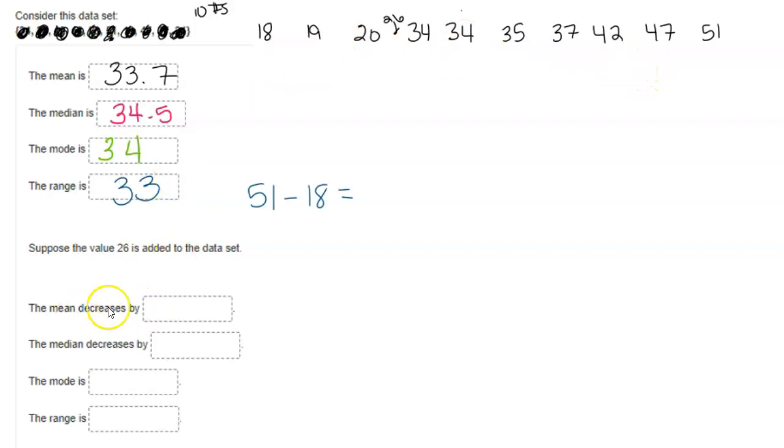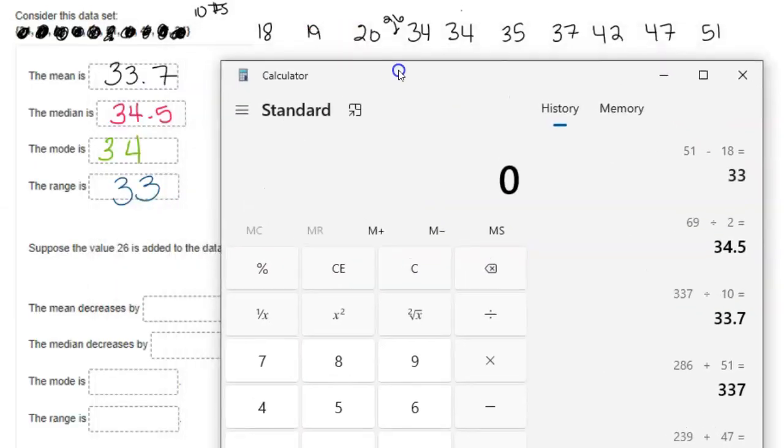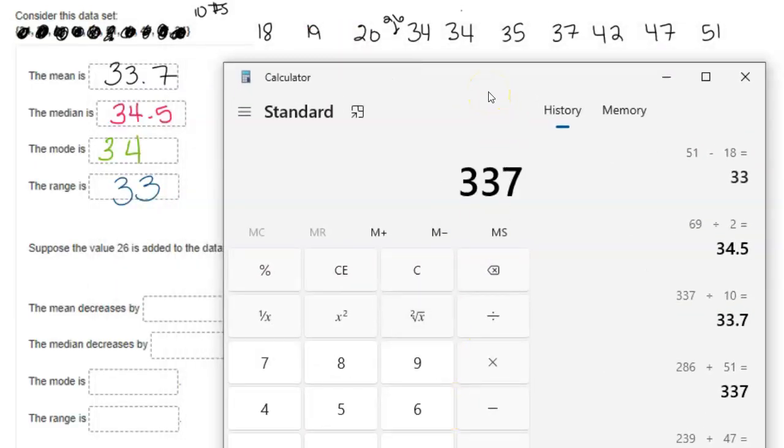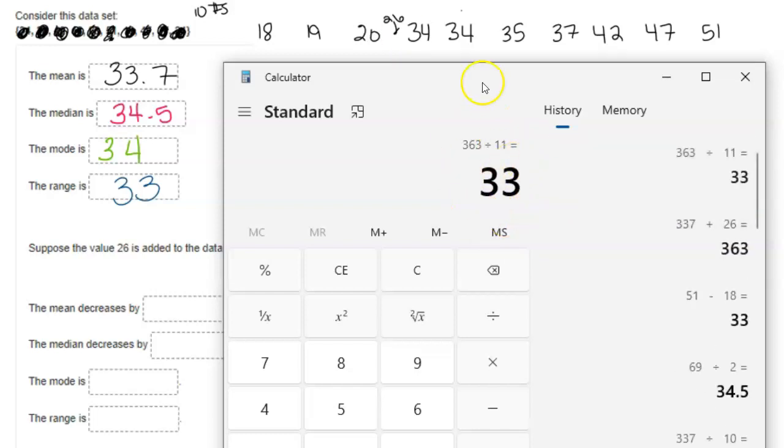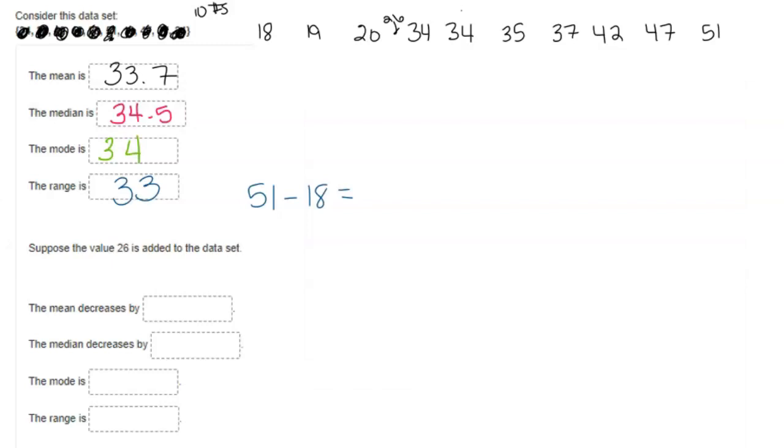Okay, so we're going to find out the mean. We'll practice it. I do remember that it was 337 when I added them all up. But now I'm going to add 26 in the mix. Okay, 26 is now involved. But now I have to divide it by 11 because now there's 11 numbers. So it's 33 now. That's my new mean. So it says here, my new mean is 33. It says the mean decreased by 0.7 because it was 33.7. But when we added 26 in the mix, now all of a sudden my mean is 33.